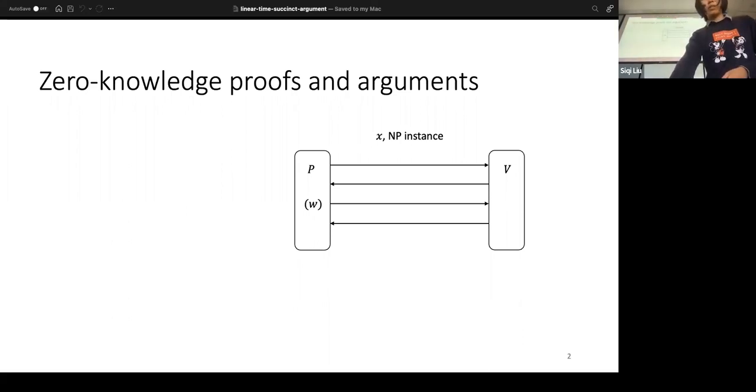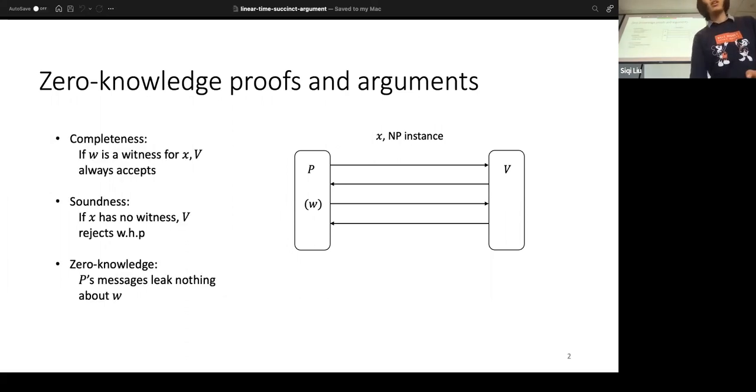For this protocol to be called a zero-knowledge proof or argument, it needs to satisfy at least three requirements. The first requirement is completeness: if X is indeed an NP statement and W is valid, then V always accepts. Also soundness: if X has no witness, then V should reject with high probability. And lastly, through this communication, the prover's messages do not leak anything about the witness W it has.